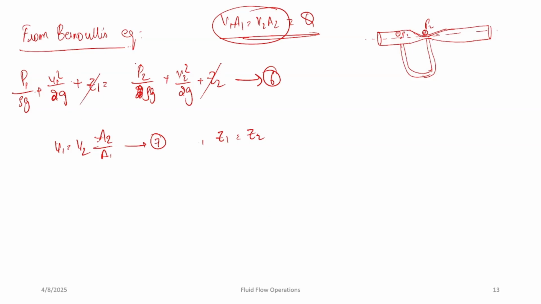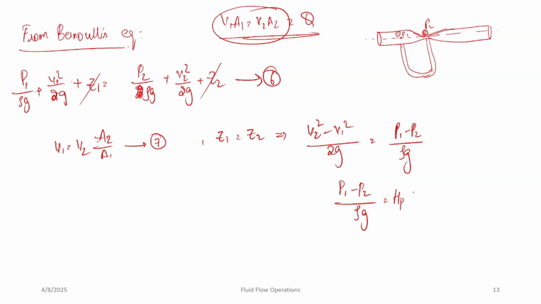So what are we left with? If we bring like terms to one side and other terms to the other side, we get V2 square minus V1 square by 2g equal to P1 minus P2 by rho g. P1 minus P2 by rho g will be equal to HP. I'll come to that again. Let's get back to the earlier equation and substitute this in it.